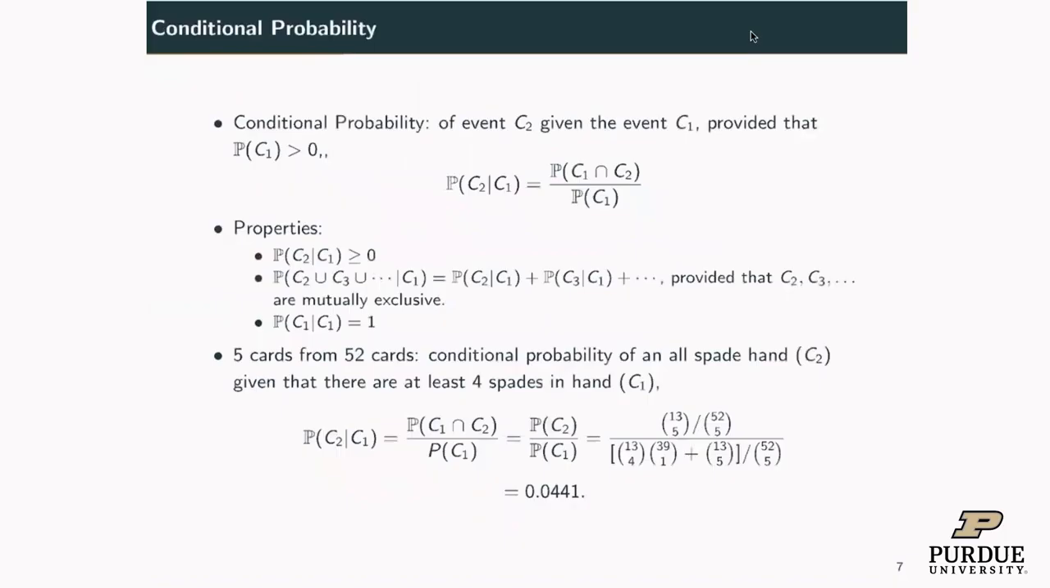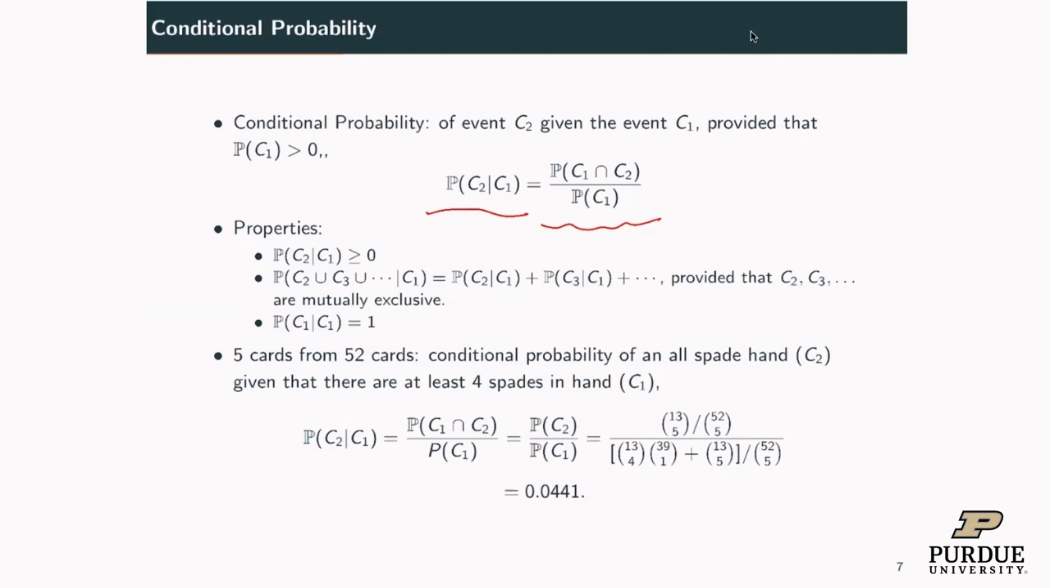After we introduce the probability, we can talk about conditional probability. The definition is the conditional probability of event C2 given the event C1, provided probability C1 is greater than 0. That's the notation: probability C2 given C1. This is the definition. The numerator is the probability of C1 intersection C2, and the denominator is probability C1. So this is called conditional probability.